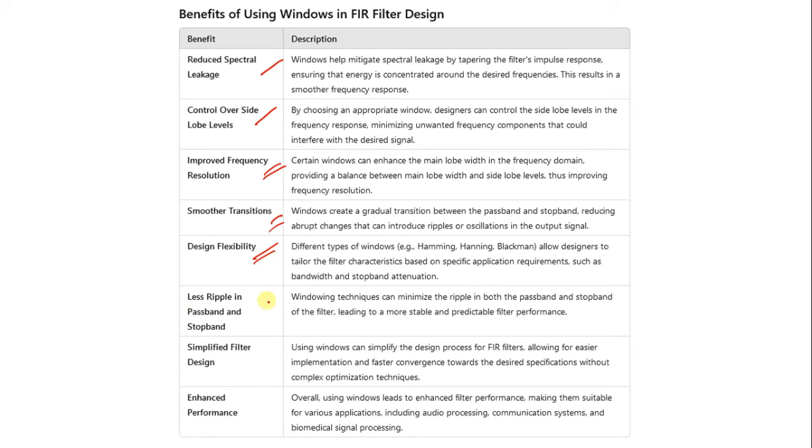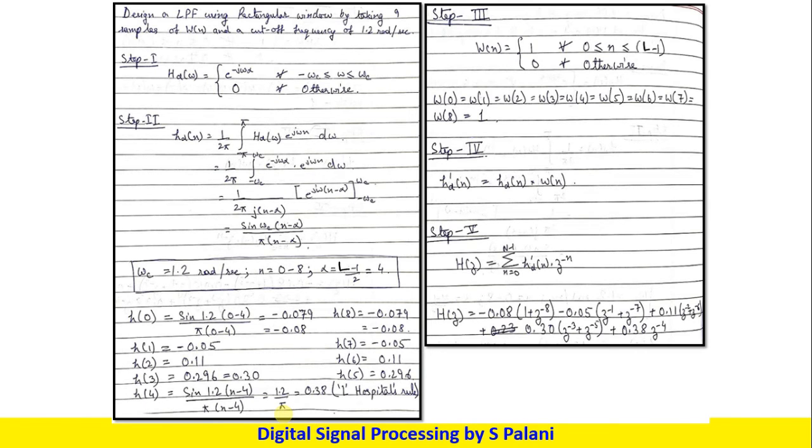Then less ripple in the passband and the stopband, which I already discussed. Since there are smoother transitions, there is an averaging effect on the signal component, and hence in the passband and the stopband, whatever ripples are being formed get smoothened out. Then filter design is simplified as compared to IIR filters, and overall we will have enhanced filter performance. Now let us take an example of how to solve the problems.